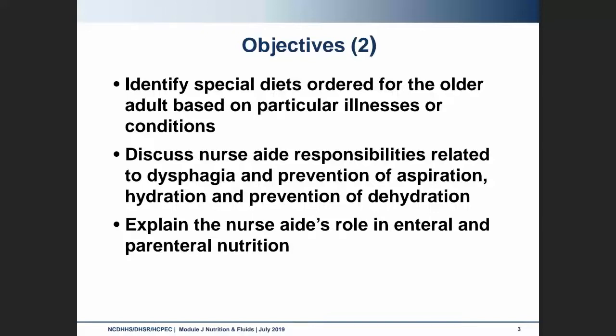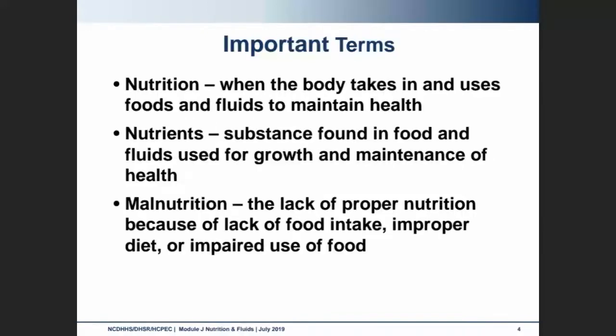Some important terms to understand right from the get-go here. Nutrition is when the body takes in and uses food and fluids to maintain health. Nutrients are substances that are found in food and fluids that are used by our body for growth and maintenance. Malnutrition is the lack of a proper nutrition, and this can be due to poor intake, improper diet, or our body's inability to use that nutrition appropriately.